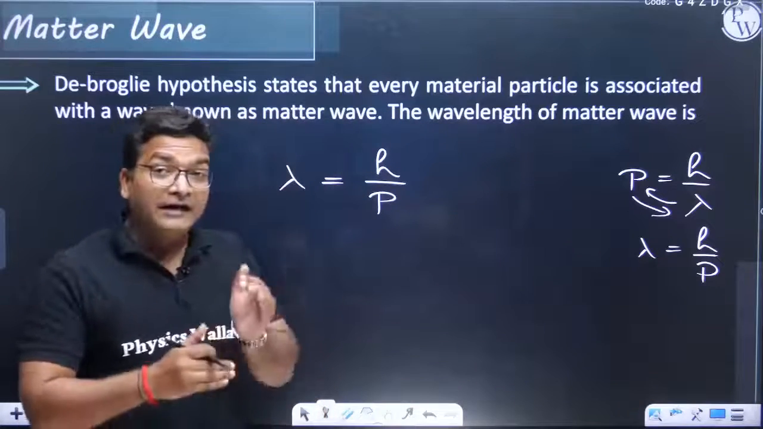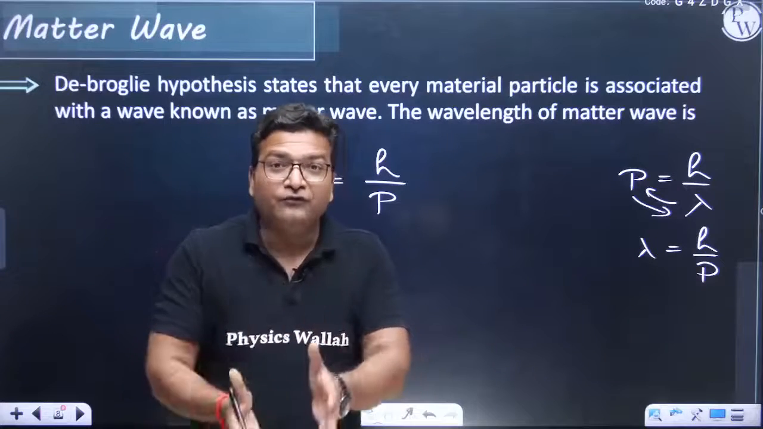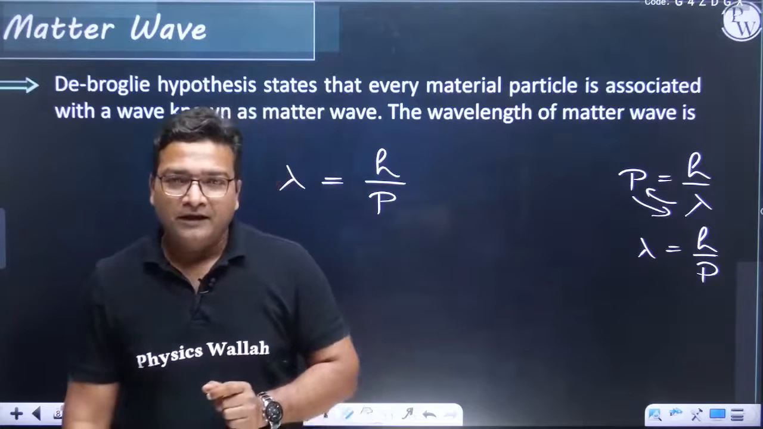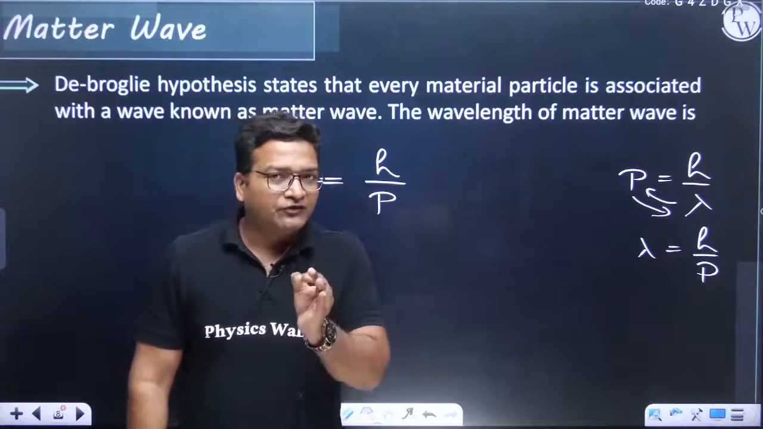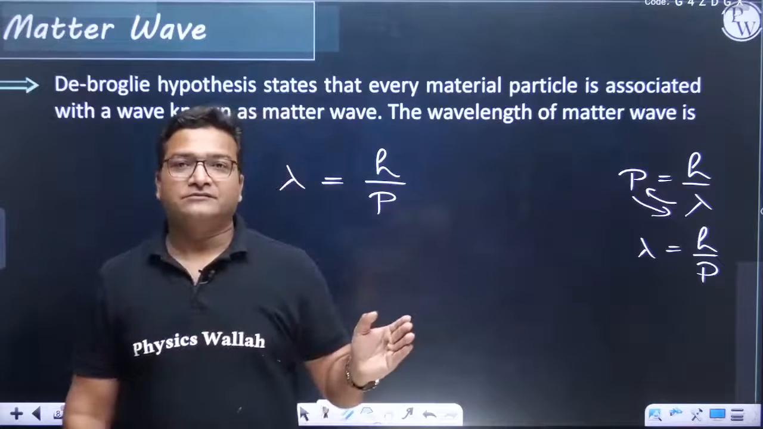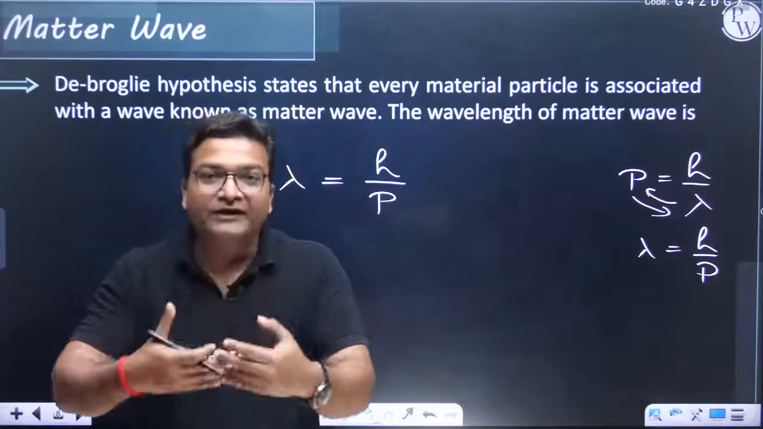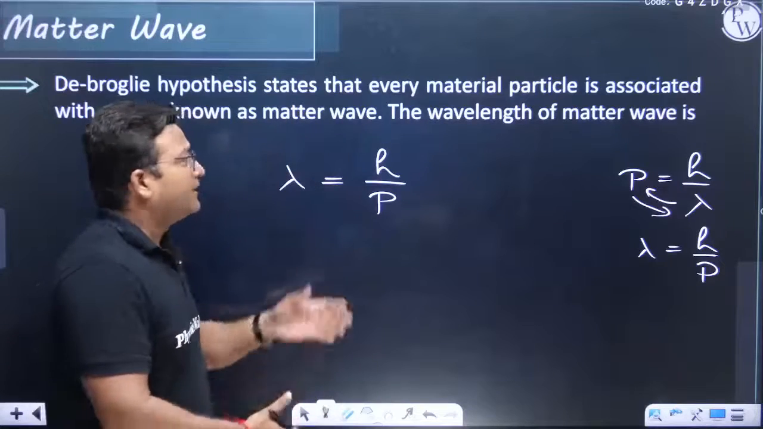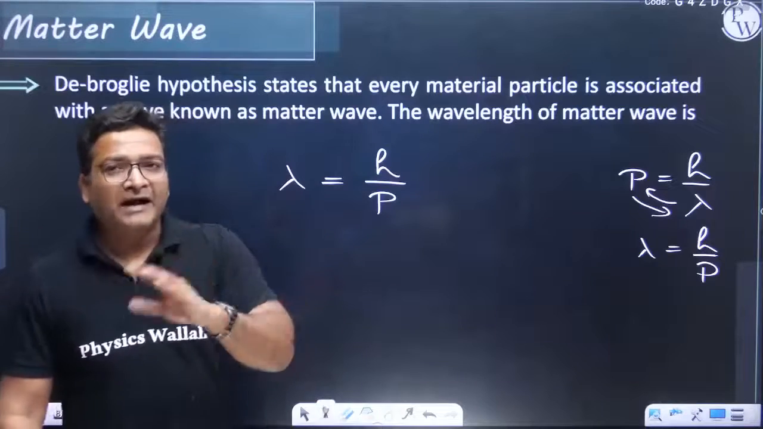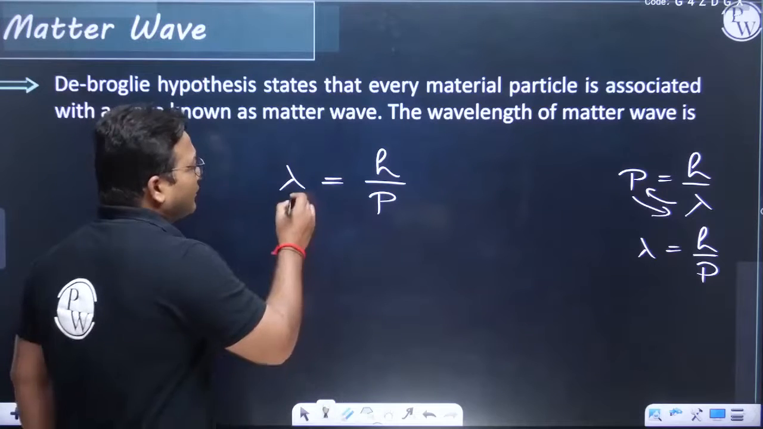But later, after the experiments of Davisson and Germer, it was proved that particles too have wave character. In the Davisson-Germer experiment, it was proved that electrons exhibit diffraction, so particles have wave nature. That is why they show diffraction. So it was later proved that de Broglie was perfectly right, and his formula matches the results obtained by experiments.